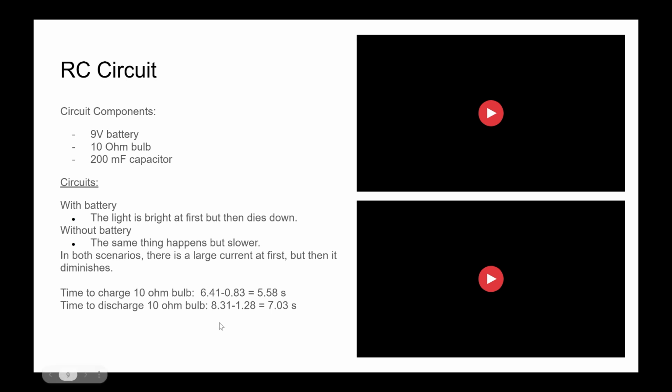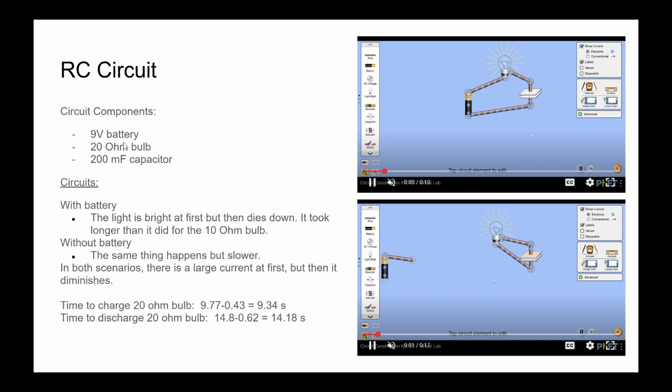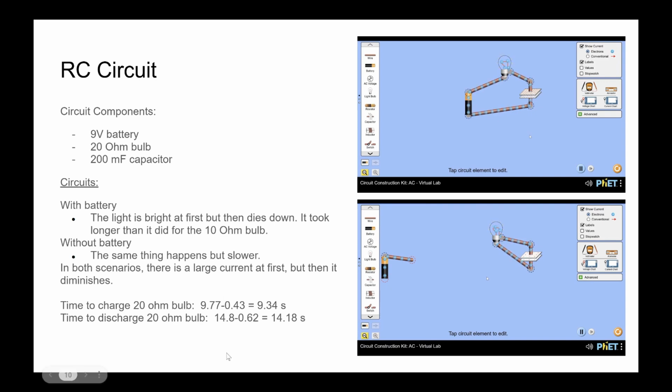Now we have a 20 ohm bulb instead. The same thing happens, except it takes longer than it did for the 10 ohm bulb. The time to charge was 9.34 seconds and the time to discharge was 14.18 seconds.